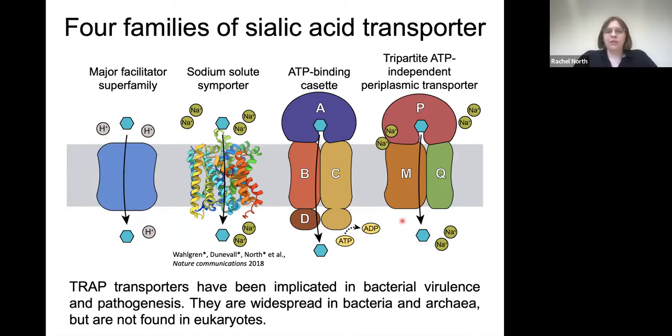There's plenty of literature out there that indicates that sialic acid is a key nutrient for bacterial pathogens to colonize and persist in environments. And the TRAP transporters have been specifically implicated in bacterial virulence and pathogenesis. Interestingly, TRAPs are widespread in bacteria and archaea, but they are not found in eukaryotes. So they're not found in mammals and humans. This opens up a really nice avenue for developing new antimicrobials that are likely non-toxic to humans, and you can then target pathogens that use these TRAP transporters during infection.